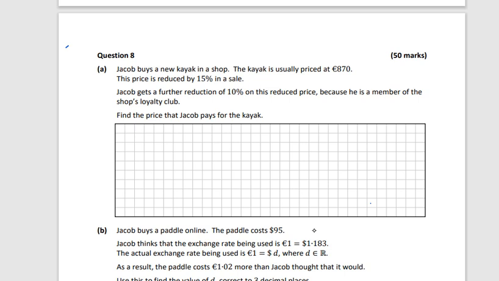Hi folks, this is question 8. Jacob buys a new kayak in a shop. The kayak is usually priced at 870. This price is reduced by 15% in a sale.